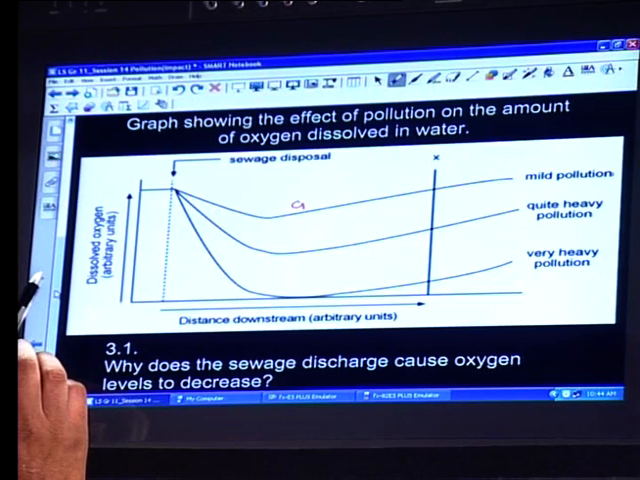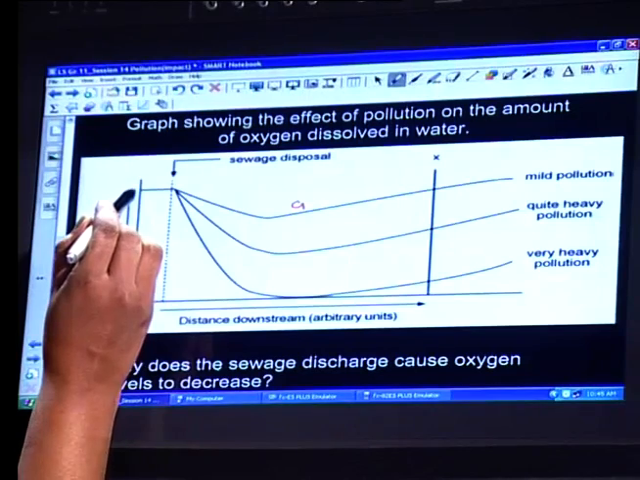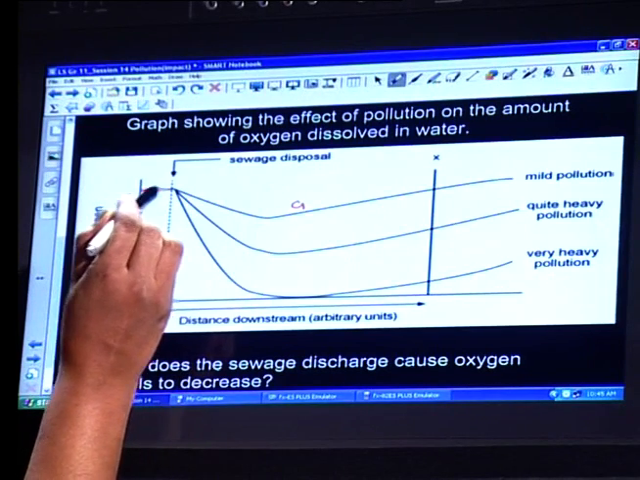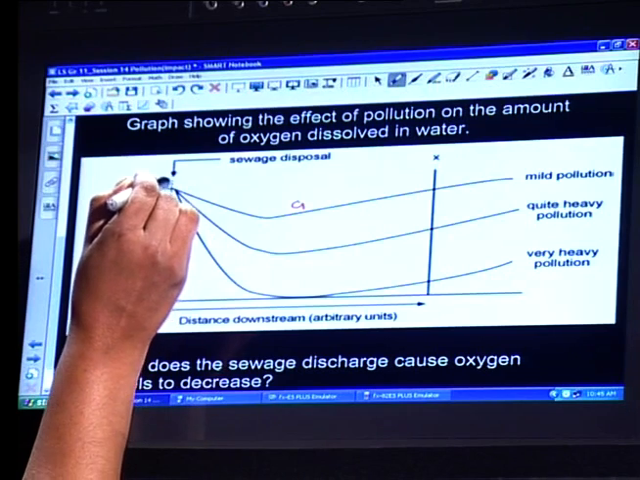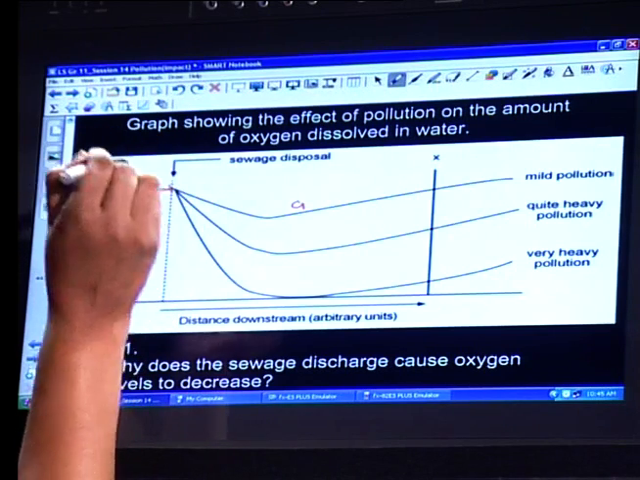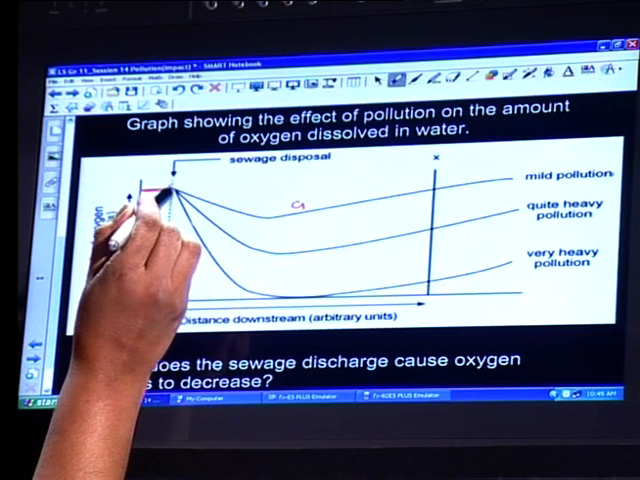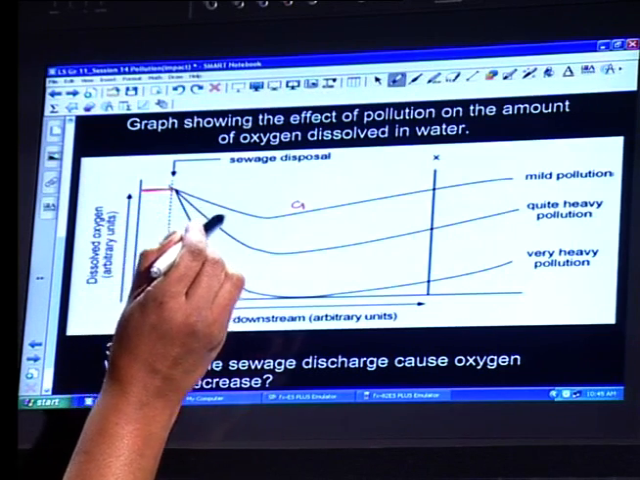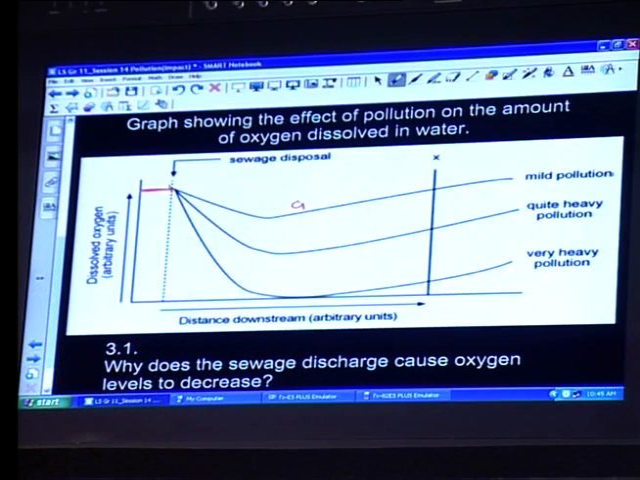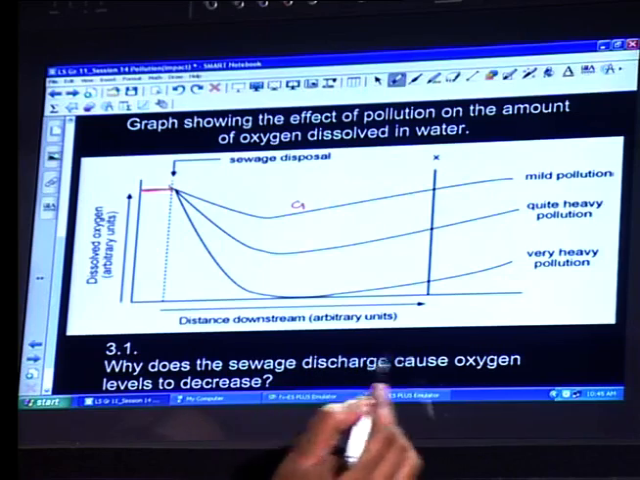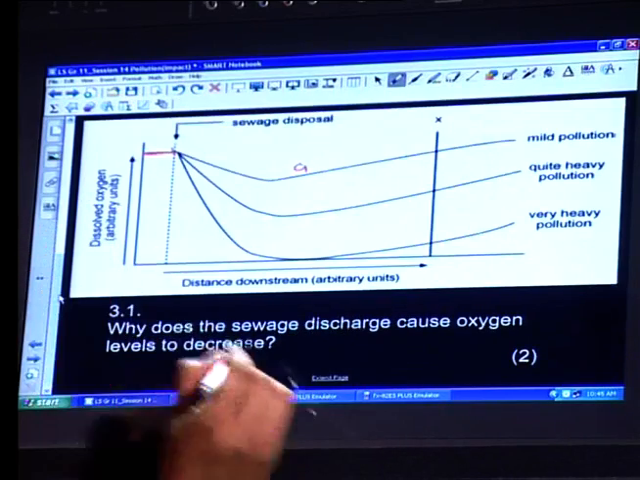Remember that our river has useful bacteria. The surface of the water is where there's more bacteria because the waters are warmer on the surface. It's a favorable temperature for bacteria to live in. So the minute, see, the oxygen levels were quite high at that point, but the minute the sewage has entered the river system at that point, when there was mild pollution, after some time, the oxygen began to decrease. So why does the sewage discharge cause oxygen levels to decrease?